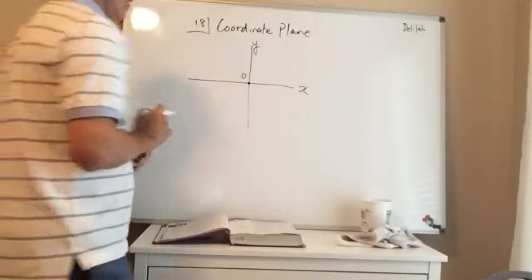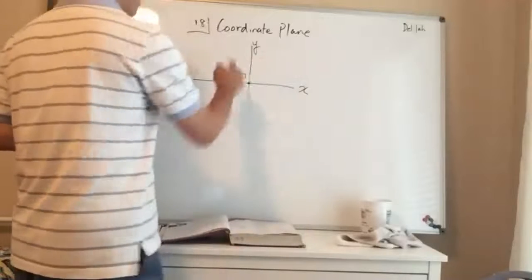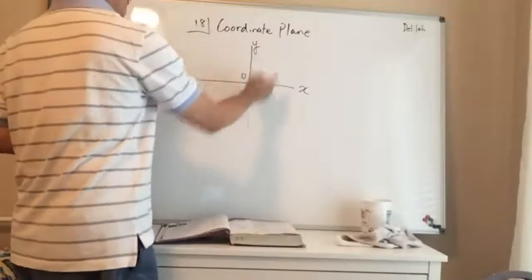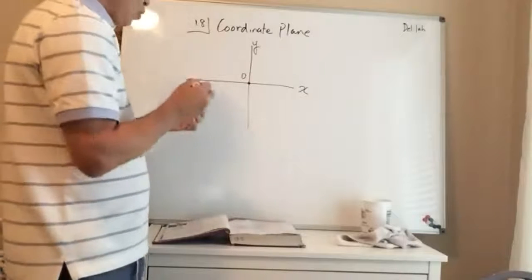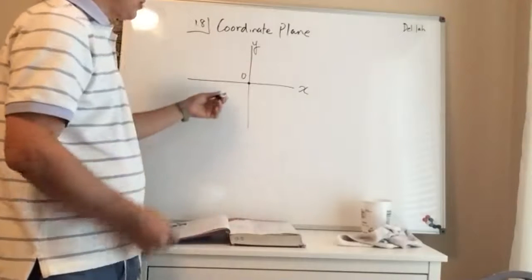Okay, and then we have 4 different quadrants here, right? We have 1, 2, 3, 4 quadrants, right? Anybody tell me which quadrant I am pointing to right now?